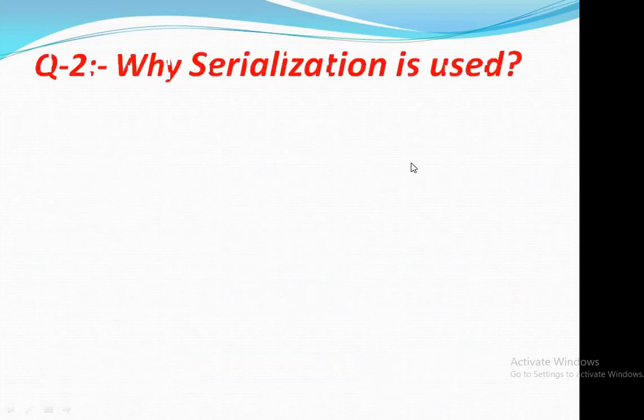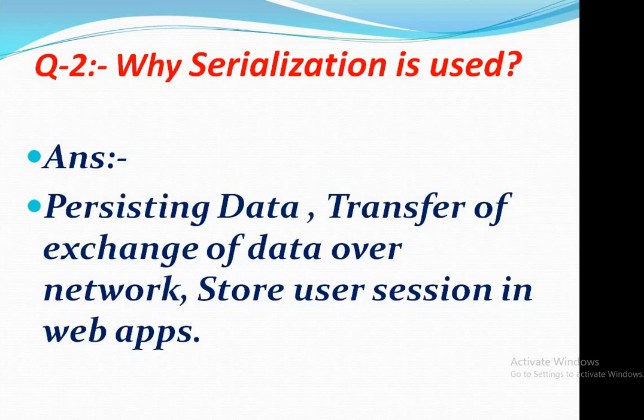Our next question is, why is serialization used? Persisting data, transfer or exchange of data over the network, and storing user sessions in web apps. So serialization is used in various places, like persisting the data, transferring or exchanging the data over the network, and storing our user session in web apps. For this reason we are using the serialization mechanism.